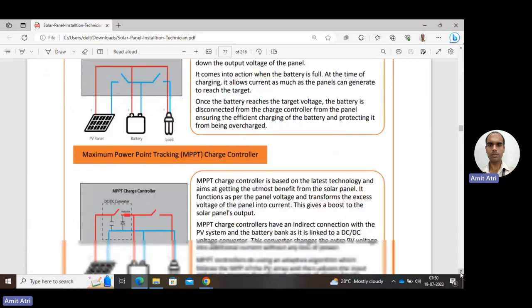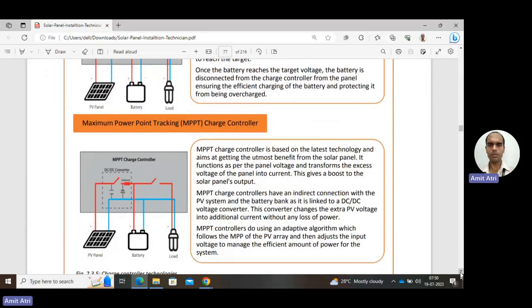Next is maximum power point tracking, MPPT in short. This type of controller is based on the latest technologies. A huge amount of research is being done in this field of MPPT to extract the maximum power from the solar panel. It aims at getting the utmost benefit from the solar panel. It functions as per the panel voltage and transforms the extra voltage of the panel into current. So this gives a boost to the solar panel's PV output.